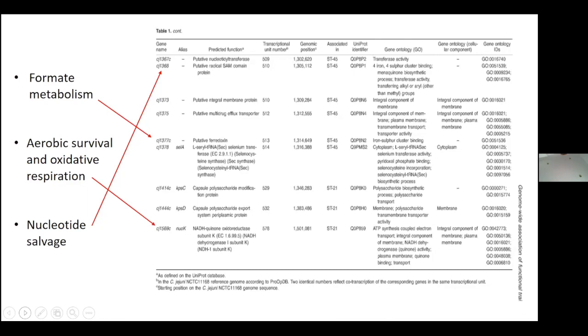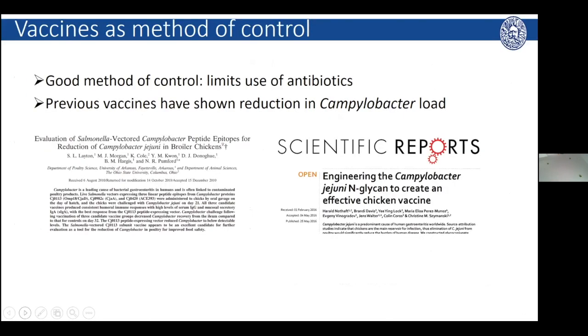That allows it to survive when it's broken out of the gut and ends up on the machinery and then contaminates meat. So there are lots of methods of control available that are implemented in farms and also in the actual processing factory. But due to the high demand of chicken, it's quite difficult to control the levels of Campylobacter.